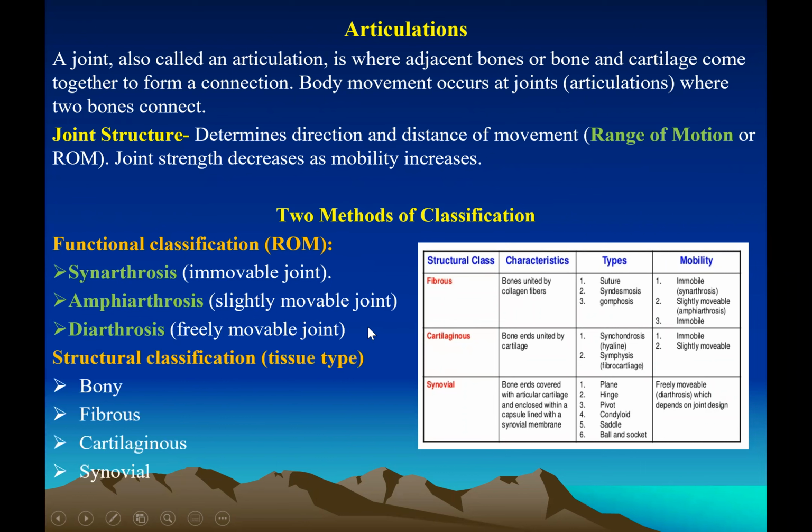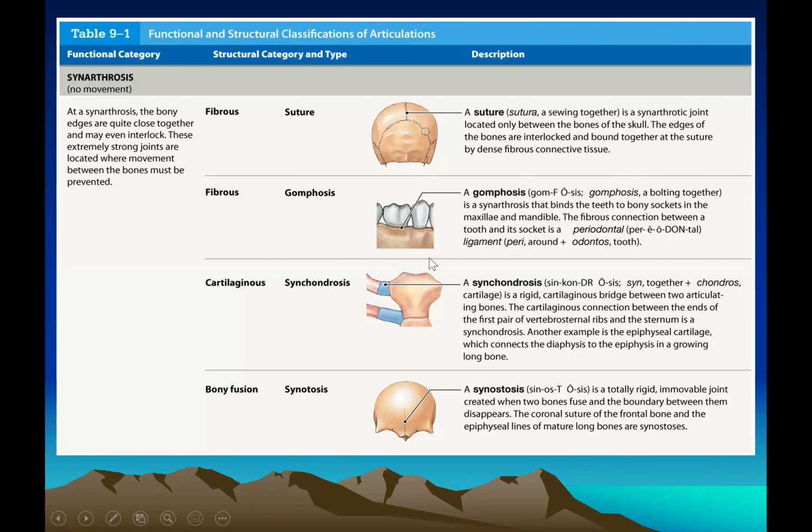The next classification depends on the type of tissue that's holding the two bones together. It can be a bony fusion, or it can be fibrous connective tissue, it can be cartilaginous tissue, or it can be a thick viscous joint fluid called synovial fluid. And under each one of these structural classifications, you can plug in the functional attributes to it. So we'll look at each one of the joints under the different classification types.